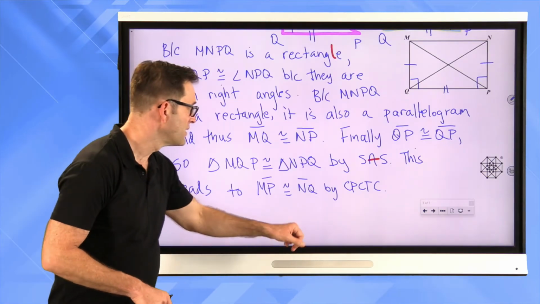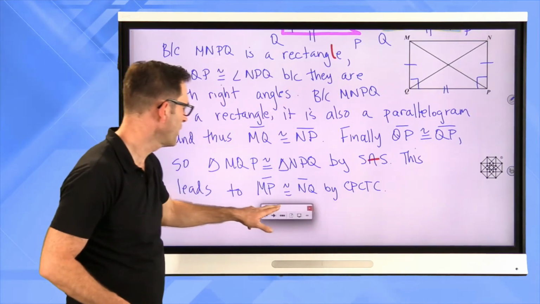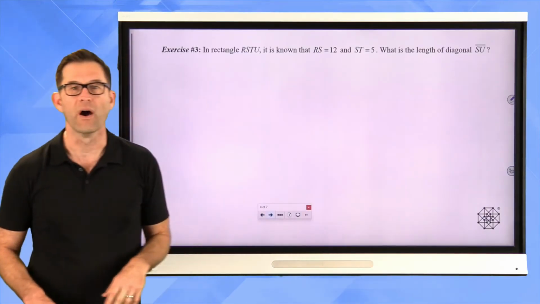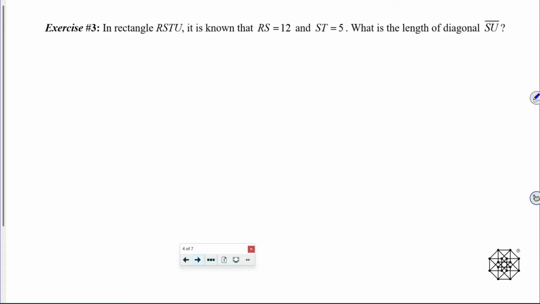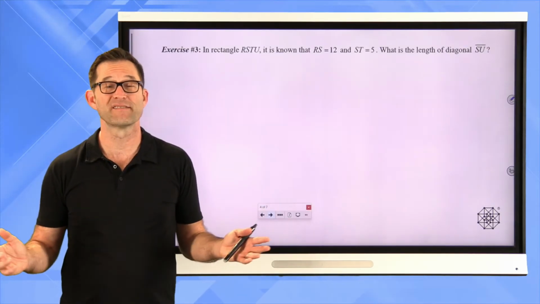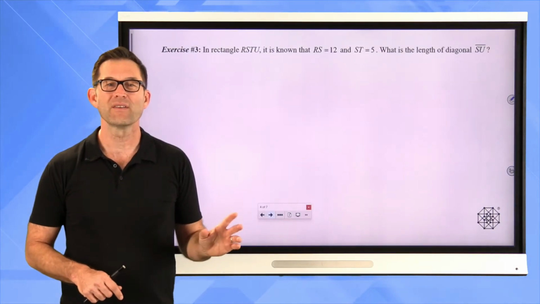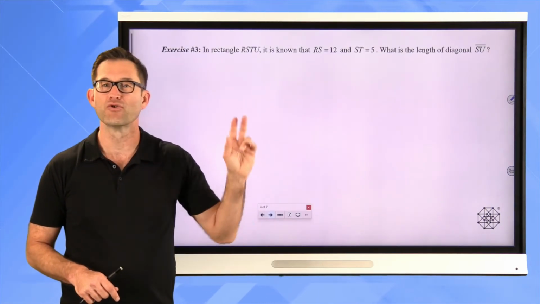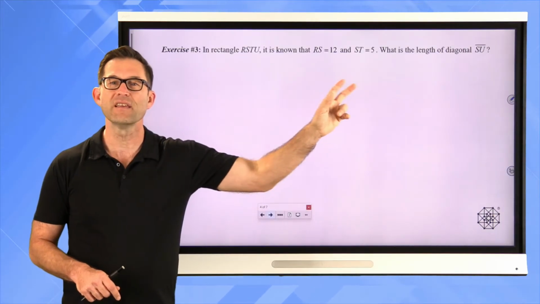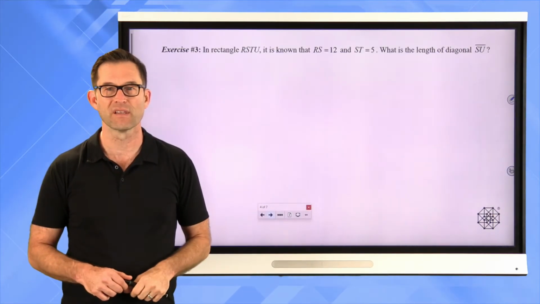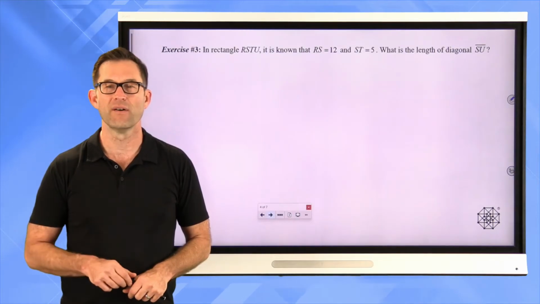All right, let's keep going. Oh, there it is. Where'd that go? All right, here we go. Exercise number 3. In rectangle RSTU, it's known that RS is 12 and ST is 5. What is the length of diagonal SU? So here we finally have a problem that's not a proof. It's just a straight up, let's see what's going on here. So what I'd like you to do is pause the video for a moment, draw a good picture, and see if you can use something that we've learned previously in this course to figure out the length of diagonal SU.